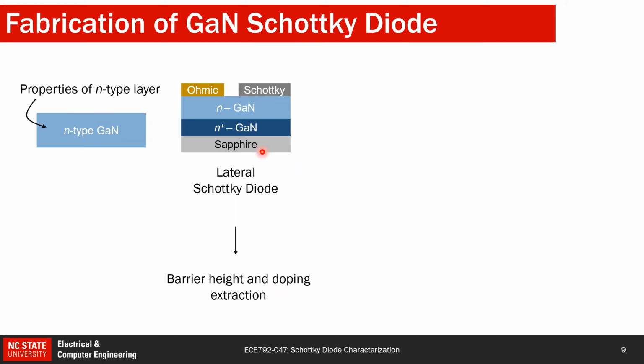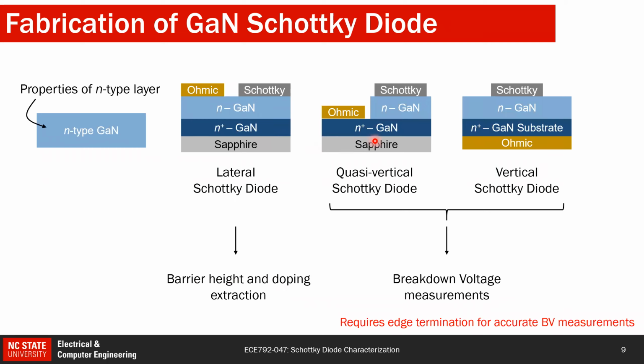But if you also want to find a breakdown voltage, then this is not a good way to fabricate the device. Instead, what one would do is make a quasi-vertical diode, so that you can find at what voltage this material breaks down. And if you have a conducting substrate, then you can directly fabricate a vertical diode, and then you can have a breakdown voltage measurement on top of that. You can also do all of the same extractions that we do in lateral.